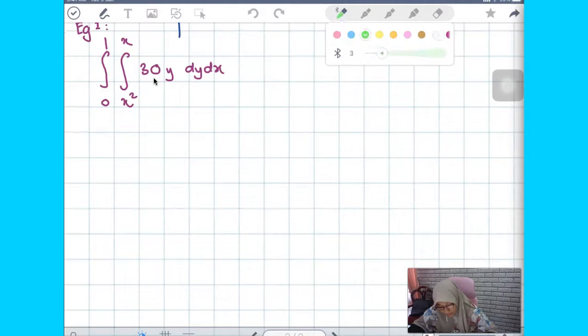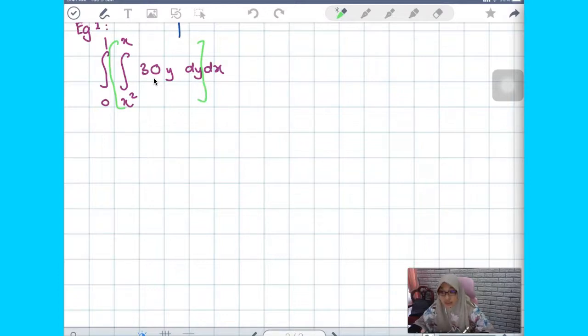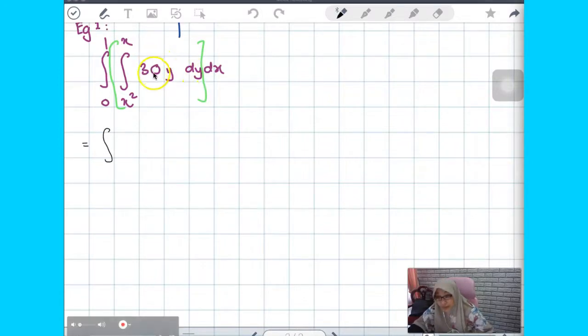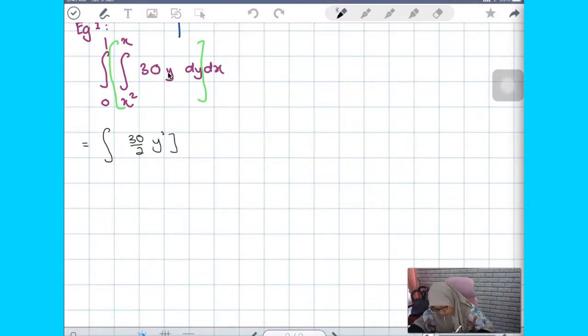The process is the same as you did for the rectangular, where we settle the inner integration first. For the inner integration, I just solve this directly. We want to integrate 30y with respect to y, which becomes y squared over 2. So you have 30 over 2 y squared, with the limit of y from x squared to x, and then we put the x outside, 0 to 1.